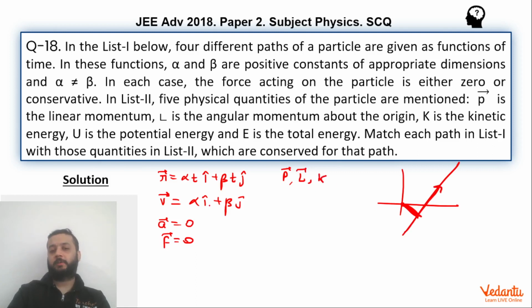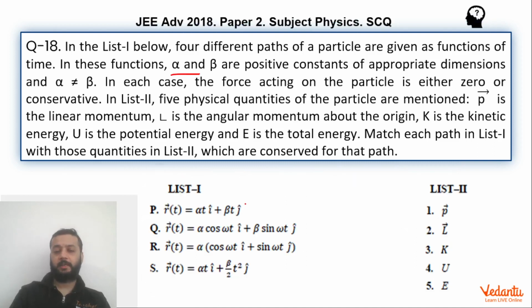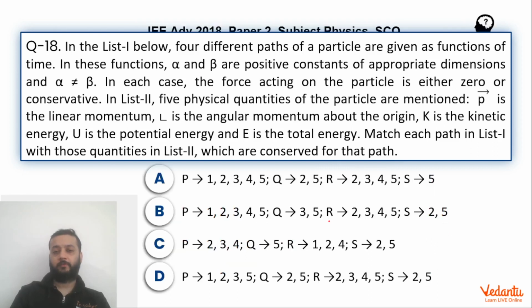Kinetic energy is constant because speed is constant. Total energy is constant because there is no force, hence there cannot be any change in the total energy. So we can say that potential energy will also be constant and total energy is constant. So basically for the first entry P, all of them will be right: 1, 2, 3, 4, 5. Okay, so P will go with 1, 2, 3, 4, 5.